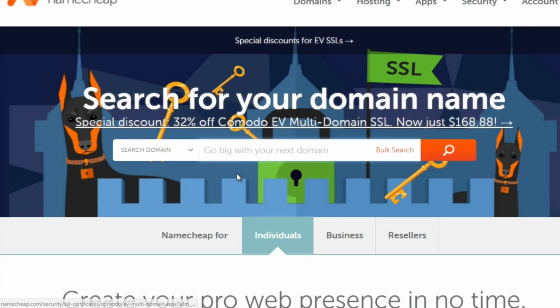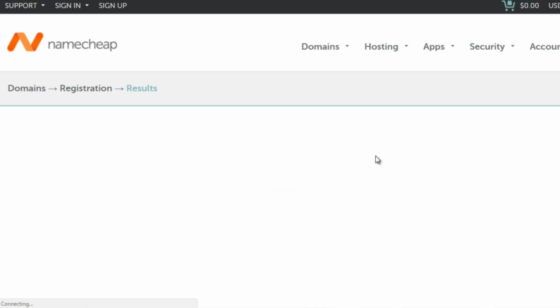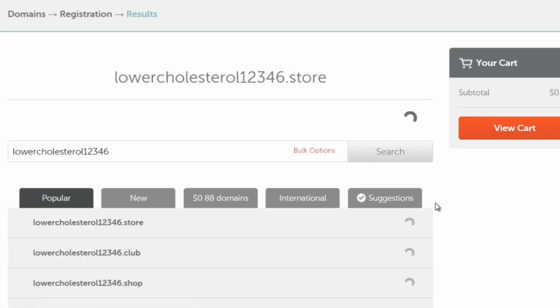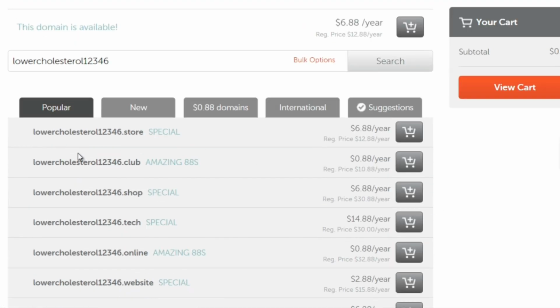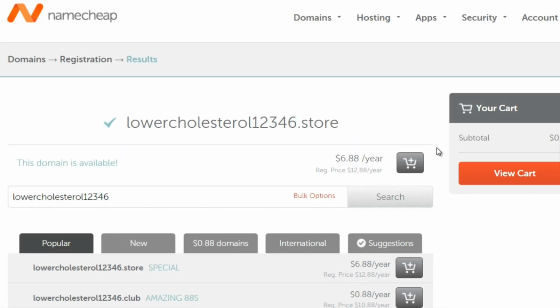So if we say something like lower cholesterol, I'm pretty sure lower cholesterol is taken, but we'll just do 1, 2, 3, 4, 5, 6, and we can see whether or not it is available. I'm pretty sure it is, just because I put some numbers in it, but I don't recommend you do that. I just recommend that you find whatever domain is great for you, and then of course add it to your cart, buy it, and you're good to go. So you pretty much have completed the domain part.